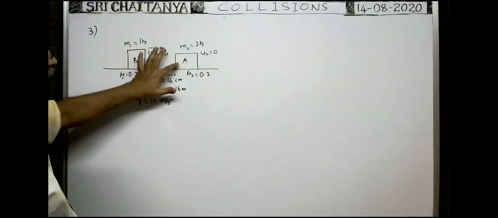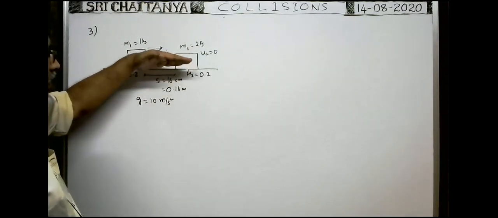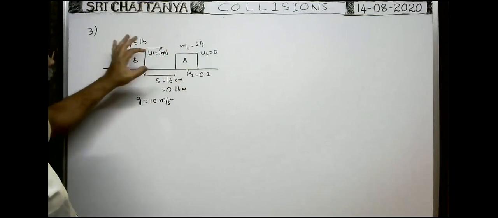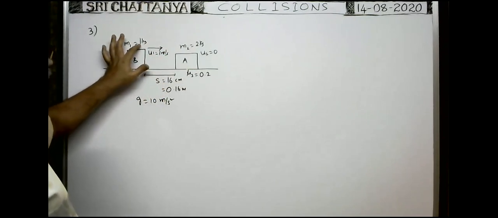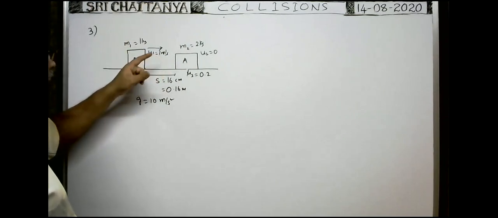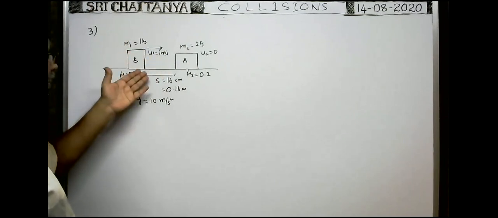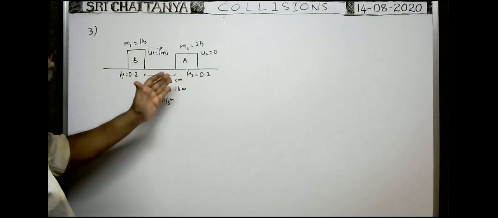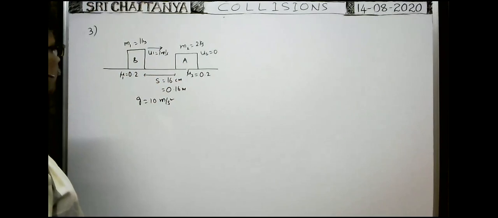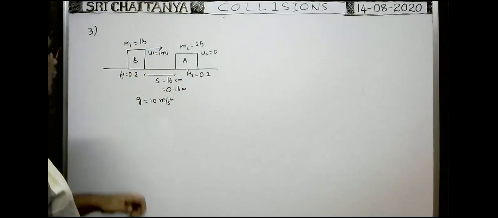Here, a block A of mass 2 kg is at rest on a rough horizontal surface, and block B is kept at a distance of 16 centimeter. Block B has mass 1 kg, and it is pushed towards block A with a velocity of 1 meter per second initially. This is not a smooth surface. The coefficient of friction between these two is the same, equal to 0.2. Initial separation between the two blocks is this one.